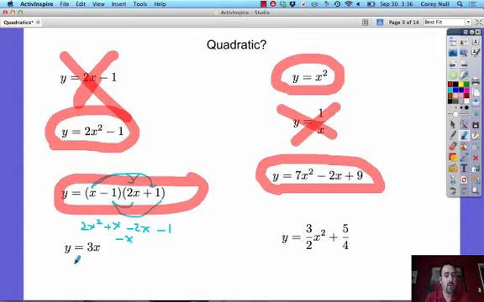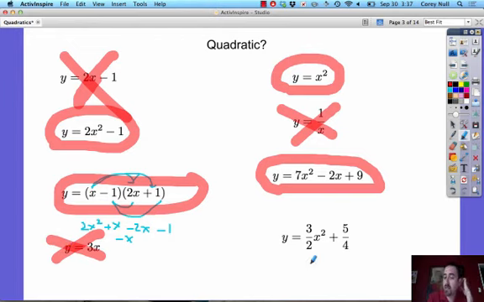Okay, this one down here, I have 3 times x. Well, I can't simplify it at all. It's pretty simple. But there is no x squared term. That's a tip-off right there that it is not a quadratic. Unlike the situation above where there wasn't an x squared term, there was a way to simplify it so that I had an x squared term. There's no way to rearrange this so that I get an x squared term.